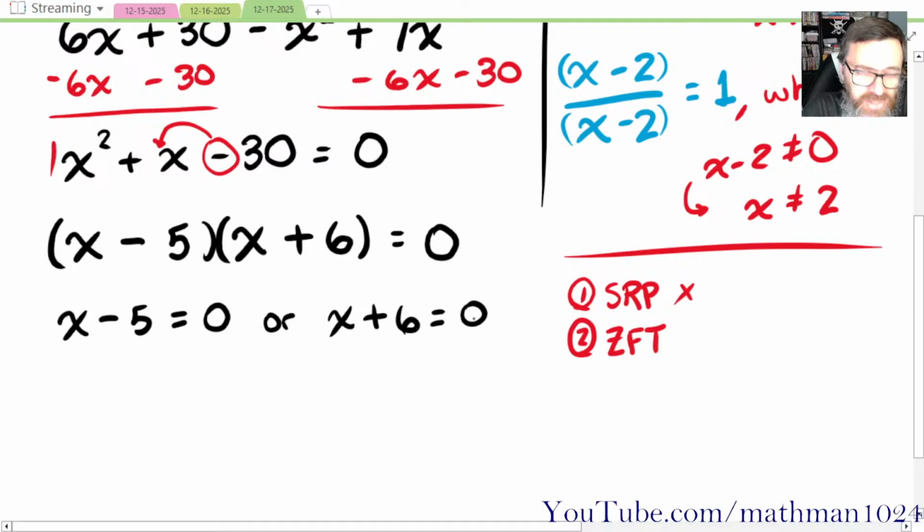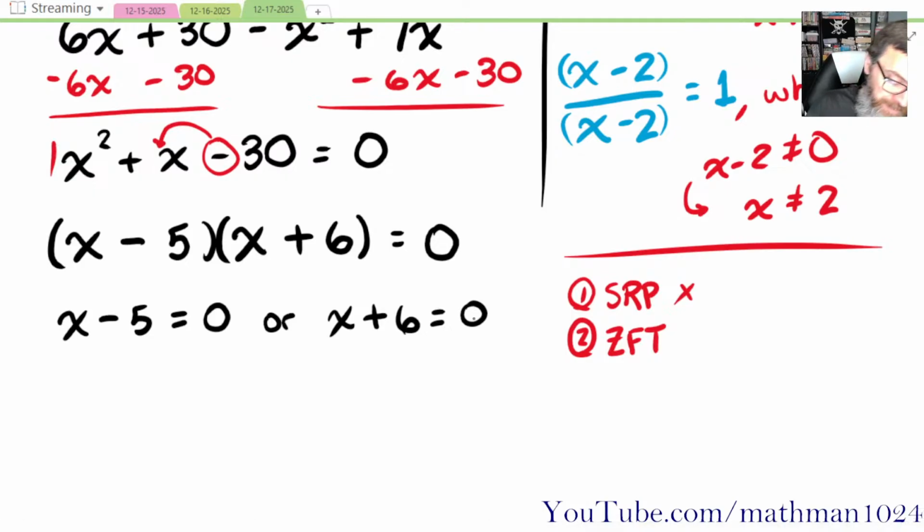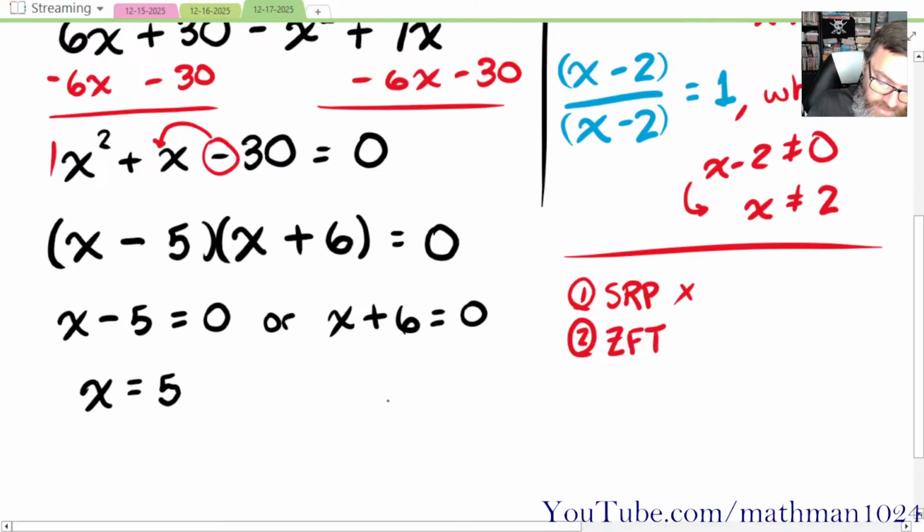And once we have those guys separated, then it's pretty simple to go straight to our answers. x equals 5, or x equals negative 6.